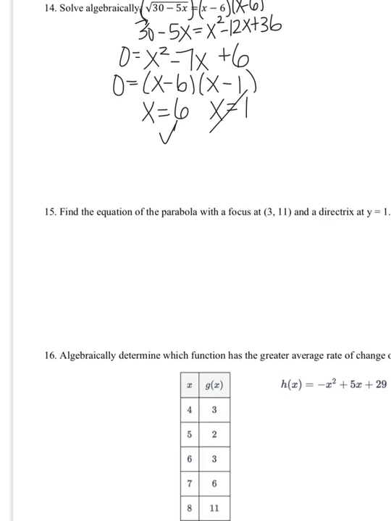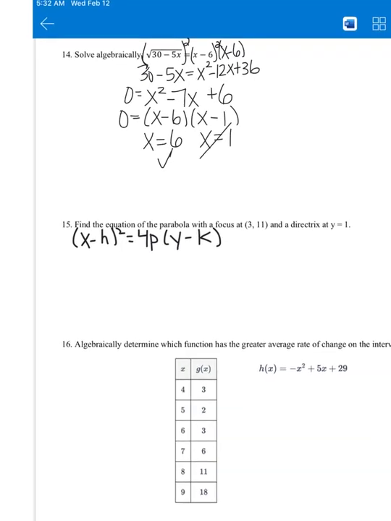Number 15 is find the equation of the parabola. So parabola equation, x minus h squared equals 4 times p times y minus k. Focus at 3,11, directrix at y equals 1. So I suggest that you graph these every time. And then y equals 1 is right here. So you count in the middle, and you'll see that this point right about here is in the middle, and that point is 3, 5. I'm sorry, 3, 6. It's 5 away.